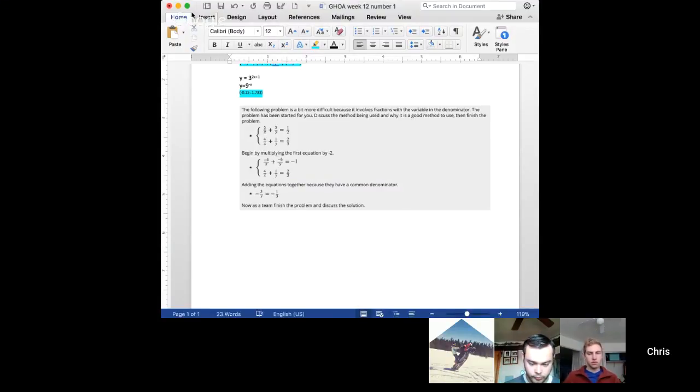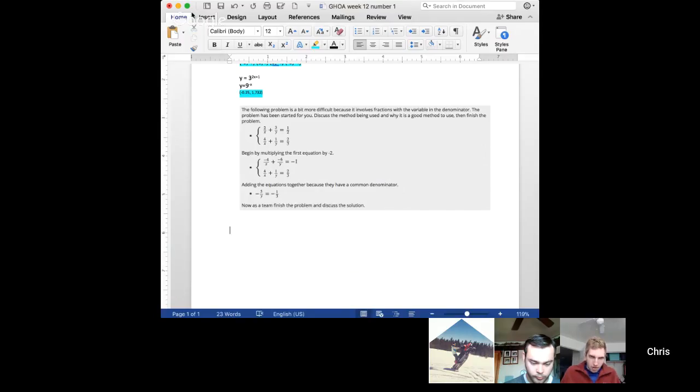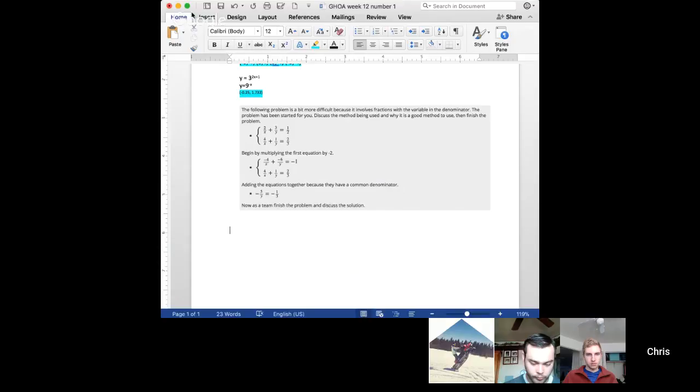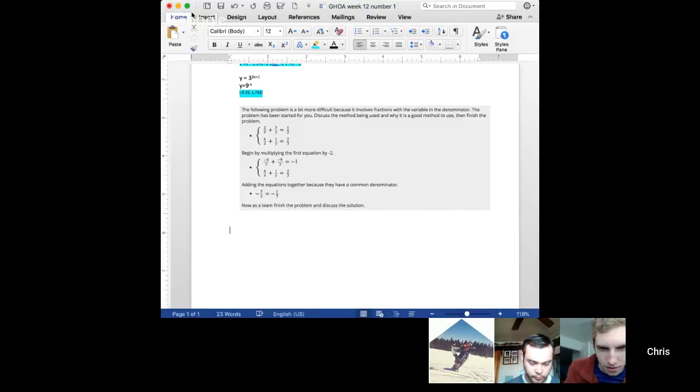So they multiplied the first equation by -2, right? But why did they choose -2? I would have just chosen +2. I don't know. Is that because they wanted their x's to cancel out? Yeah, that's the issue. They want the x's to cancel out. So then you get that nice equation at the end, and then you can substitute back in.